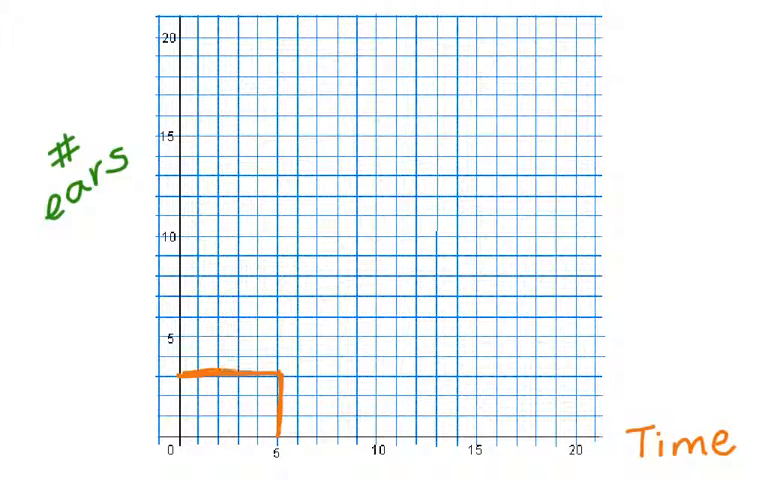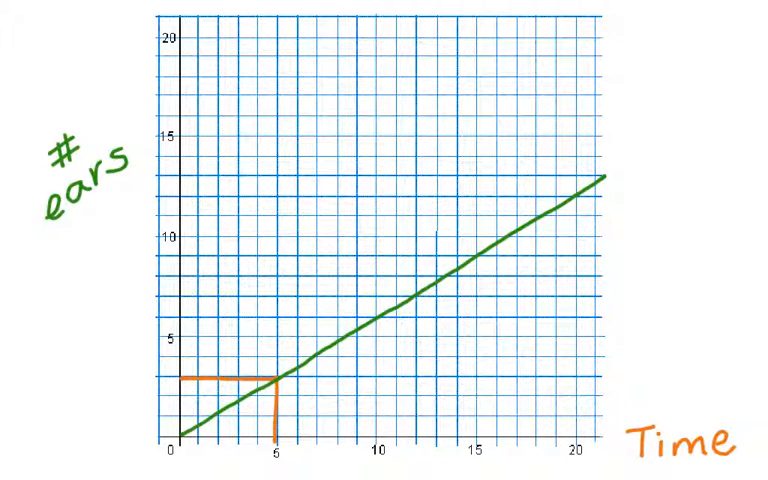Here's our first graph, and this shows the rate that she's able to peel the corn. Now we're going to draw a line from 0 through this point of intersection, and that's going to show us the rate of ears and time. Now let's look at how to use this graph.